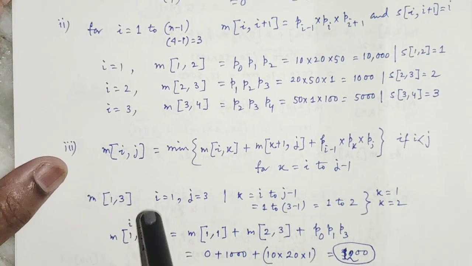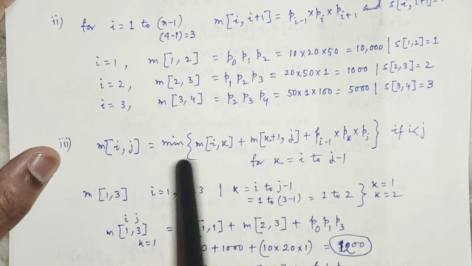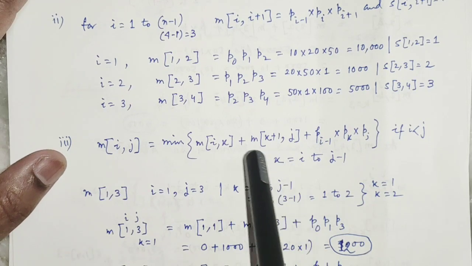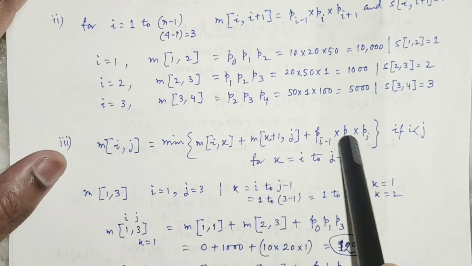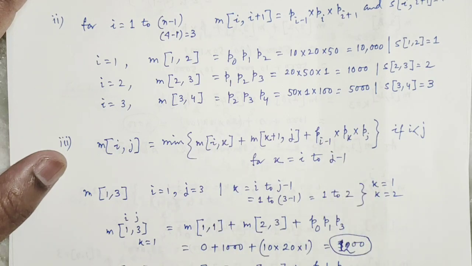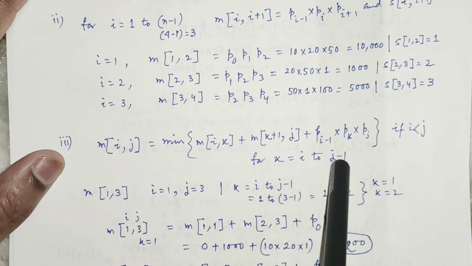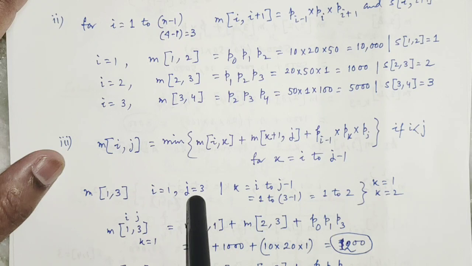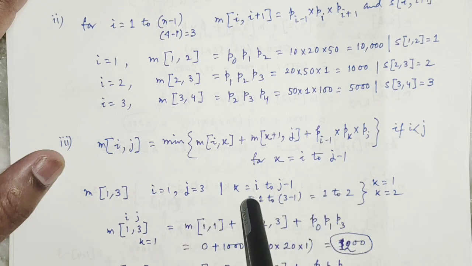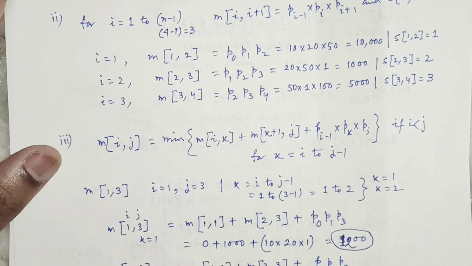So when it is m of 1 3, i is 1, j is 3. First of all, you have to calculate the probable values of k, for which you are going to apply this formula. The formula will be evaluated for the different values of k, and you have to find out which one is the minimum. So k starts from i and repeats up to j minus 1. Here i is 1, so k starts from 1 and goes up to j minus 1, that means 3 minus 1 equals 2. So there are two k values, one is 1 and the second one is 2.